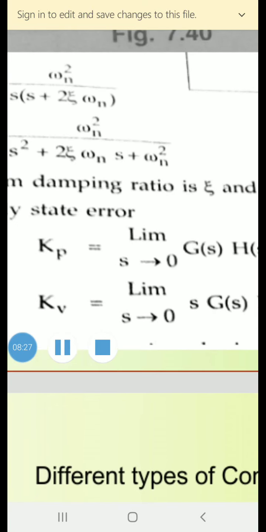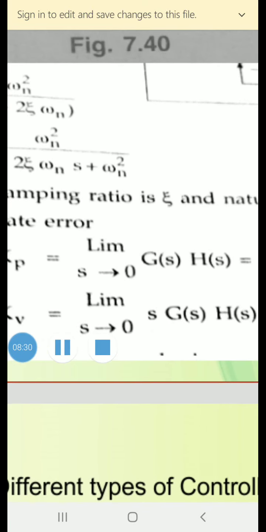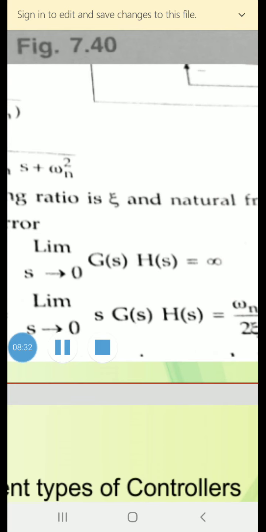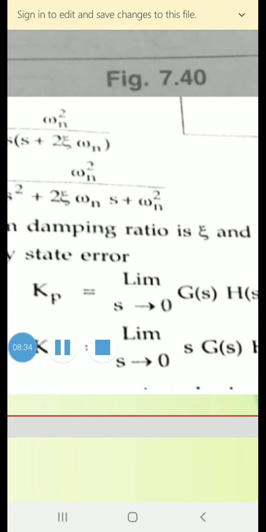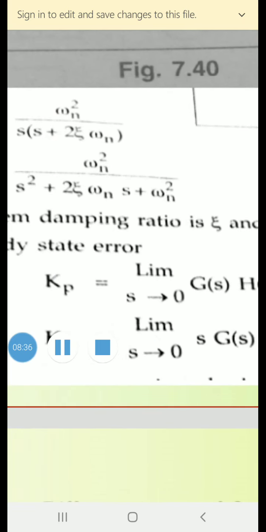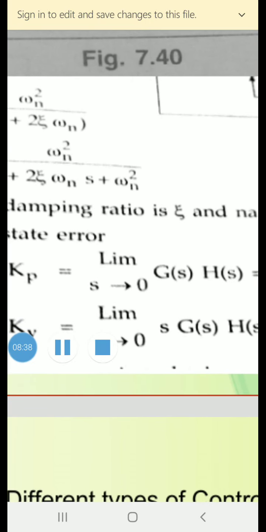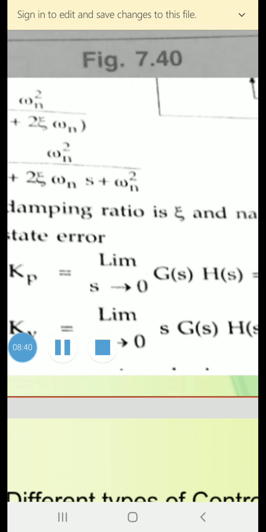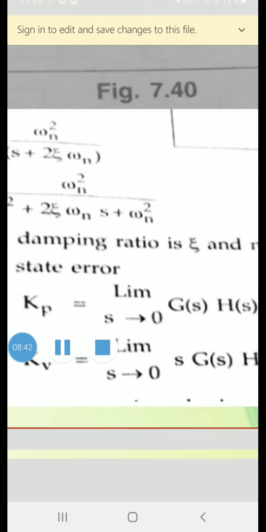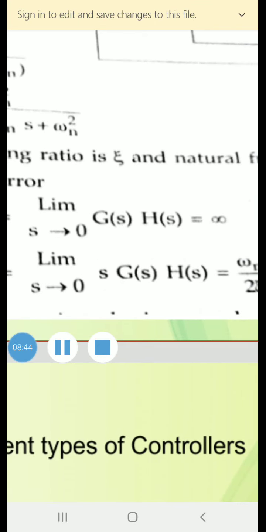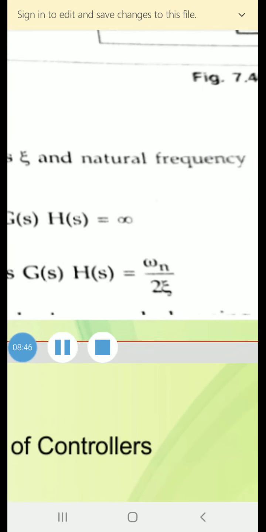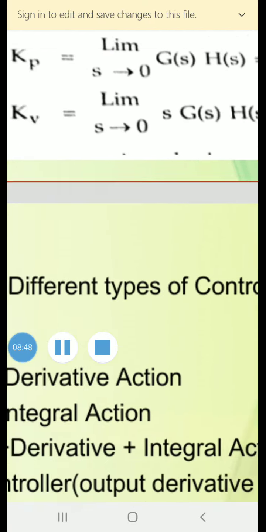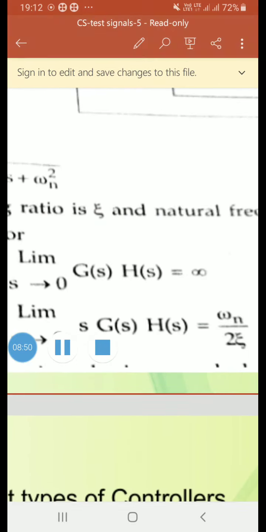And for steady state error, Kp is equal to limit s tends to 0 G of s H of s, which is equal to infinity, as we have already seen. And Kv is equal to limit s tends to 0 s G of s H of s, which is equal to omega n by 2 damping ratio.